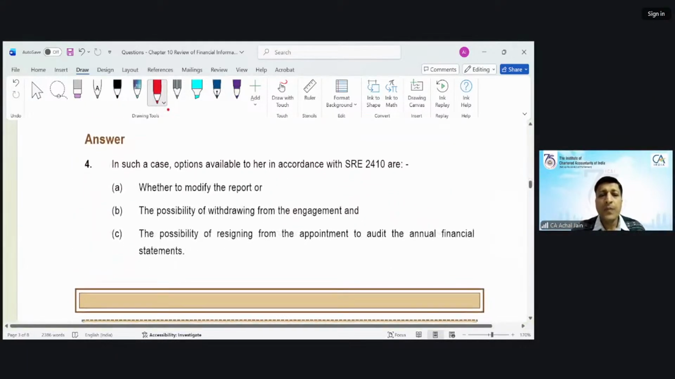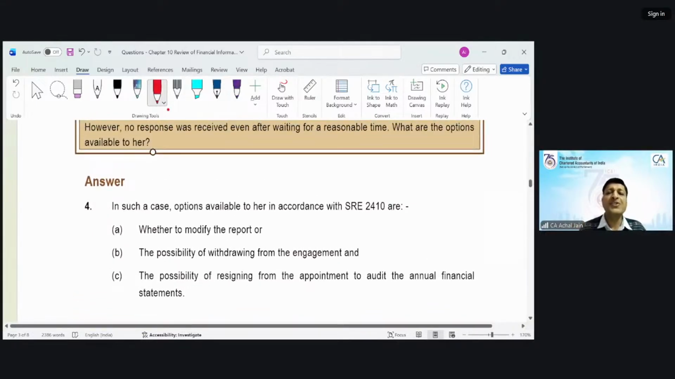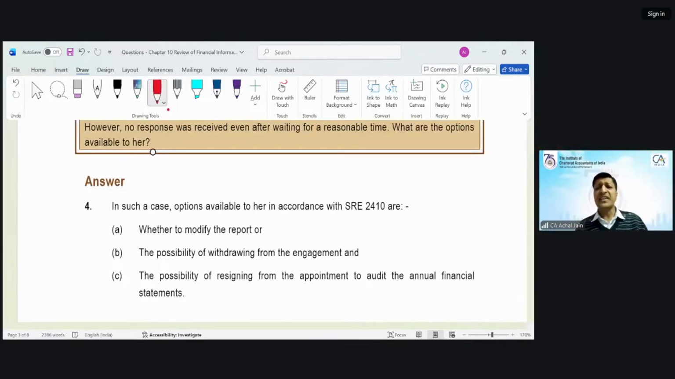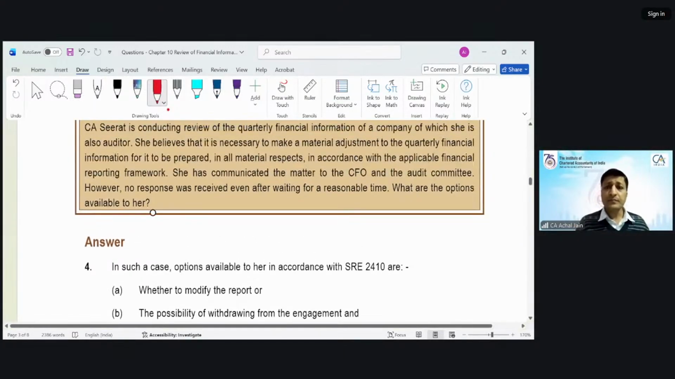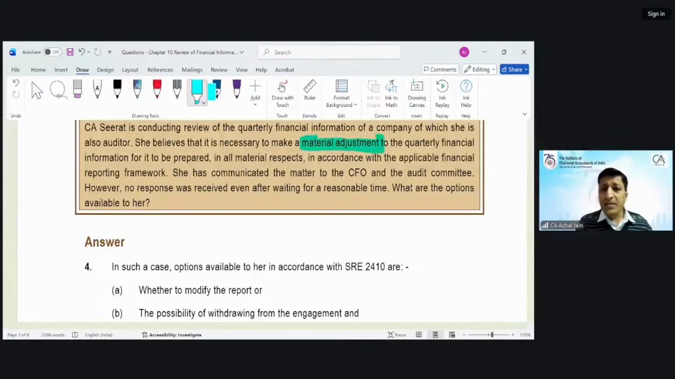So now, what are the options you'll say are available in the given case? See very clearly. It says it's a material adjustment. What do you mean by material adjustment? It's a material misstatement actually. Yes or no? Because it's a material misstatement, it's required to be adjusted. Otherwise, will that be required or not? The answer is no. Otherwise, that will not be required.